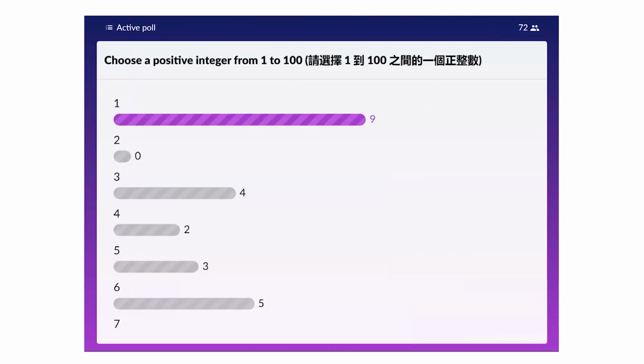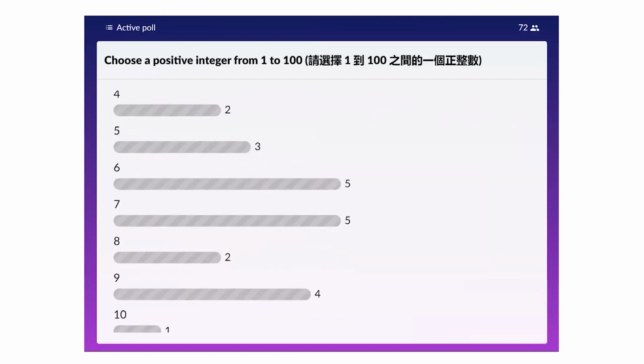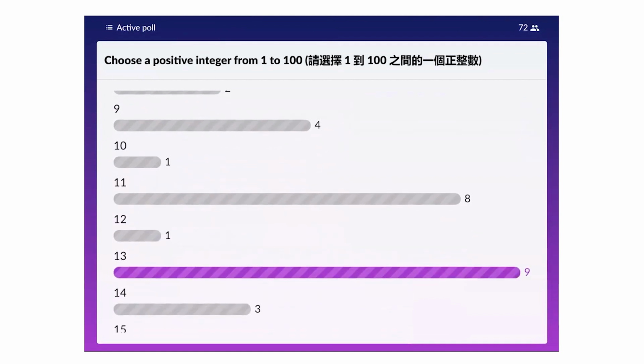Now let's see. Here are the answers. We got 9 people picking 1. Too bad, none of you won. Nobody picked 2. Oh my God, if I picked 2, I could have won. 4 people picked 3. 2 people picked 4. 5 people picked 5, so none of you have won. 5 people picked 6. 7, 5 people. 8, 2 people. 9, 4 people. 1 person picked 10. So 10 is the winning number.